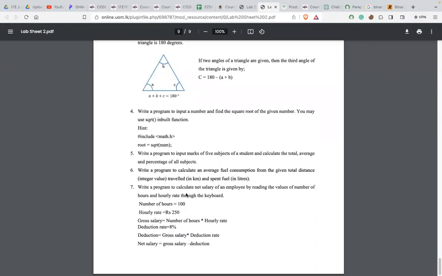Anyone has issues? Okay, seems you guys do not. Yeah, another question. For the 6th question, the average fuel consumption can be float, but the total distance type is int. Yes, it can be a floating point number, but the total distance has to be only of type int.